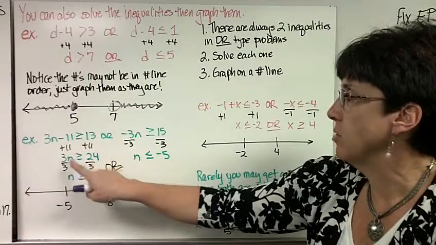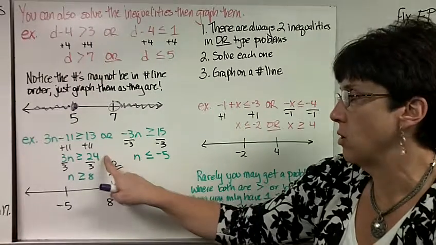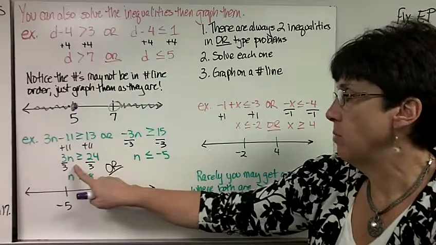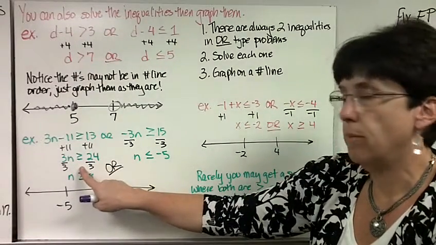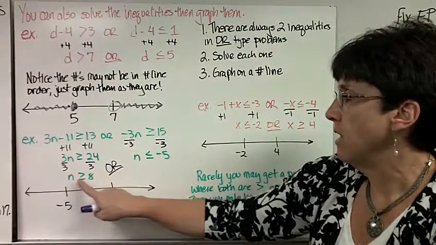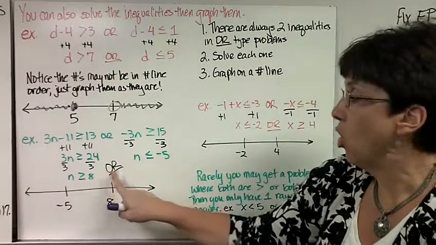We'll add 11 to both sides and get 3n is greater than or equal to 24. Divide both sides of the inequality by 3. N is greater than or equal to 8.